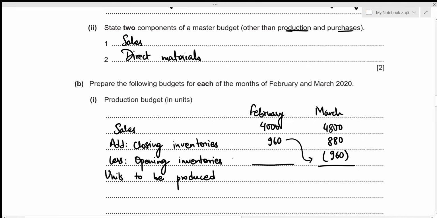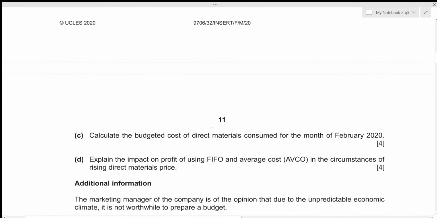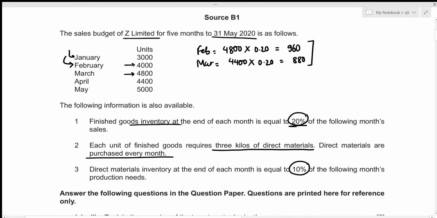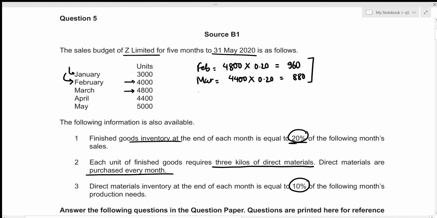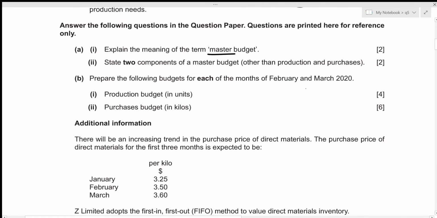Now for the opening inventory of February, that should be the closing inventory for the month of January, right? Which means that we need to figure out our closing inventory at the end of January. Okay, and that is just going to be 20% of the following month's sales. In this case, that will be 20% of February, right? So that's 4,000 times 20%, which gives the value of 800. Let's write it down.